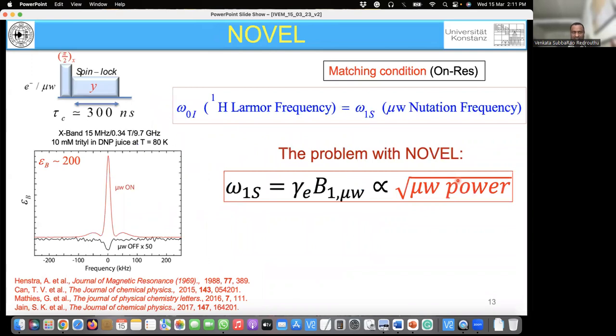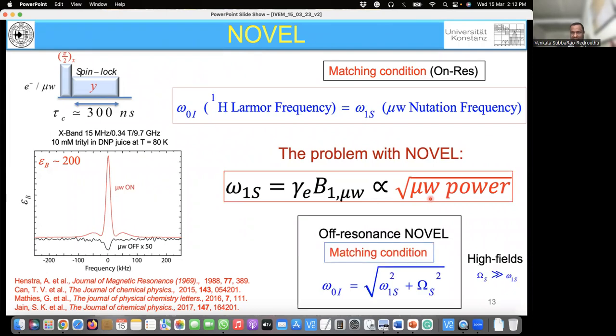The first pulse DNP sequence is NOVEL, which stands for nuclear orientation via electron spin locking, where we apply a flip pulse followed by the spin lock pulse for a contact time of around 500 nanoseconds. By using NOVEL, we typically gain enhancement factors around 200. But the problem with the NOVEL pulse sequence is the matching condition. Like a CP in NMR, we have to match the Larmor frequency of the proton to the nutation frequency of the electron to do the polarization transfer. The problem is when we go to higher magnetic fields, we need high nutation frequency. As we know, nutation frequency is proportional to the microwave power, so we need very huge microwave powers to generate such high nutation frequencies.